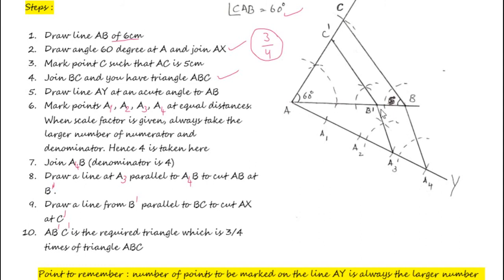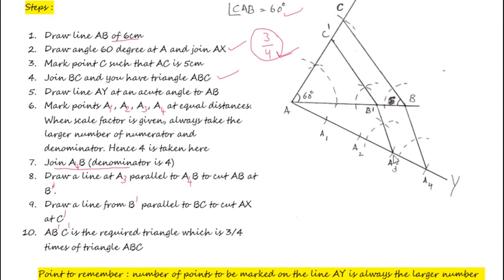Now you have to join one of the points to B. Which point? Always take the denominator here. To join to B, take the denominator, that is 4. So take the fourth point and join that point to B. So draw the line A4B.